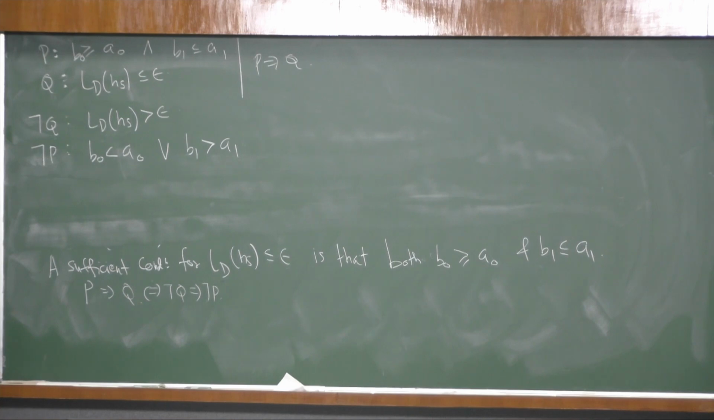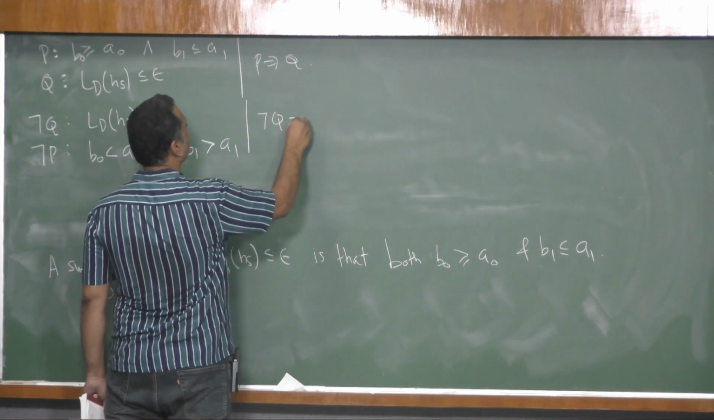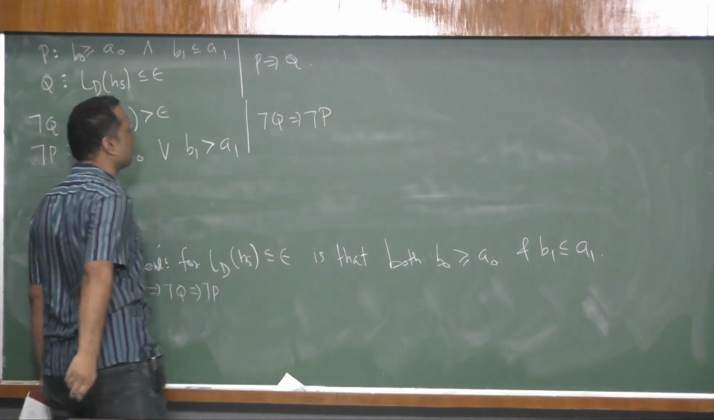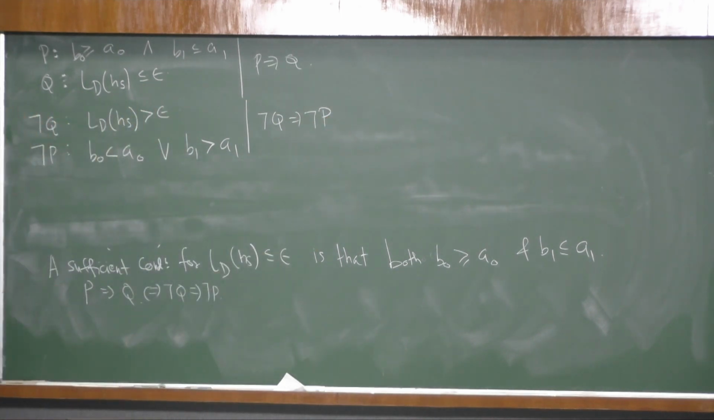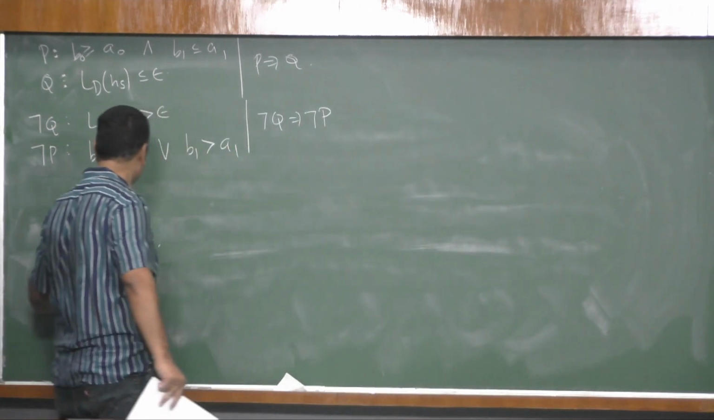Okay, so here we can rewrite this as not Q implies not P. These are equivalent statements, right? Either I prove P implies Q or I prove not Q implies not P. So sometimes it helps if I go in a contrapositive way. So let us try to now write this not Q implies not P statement.